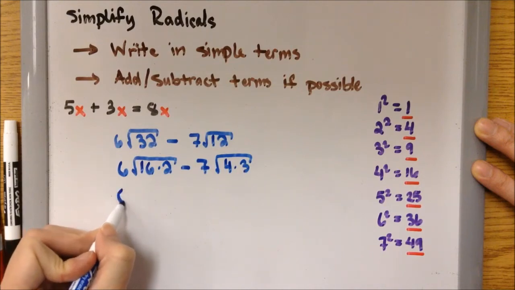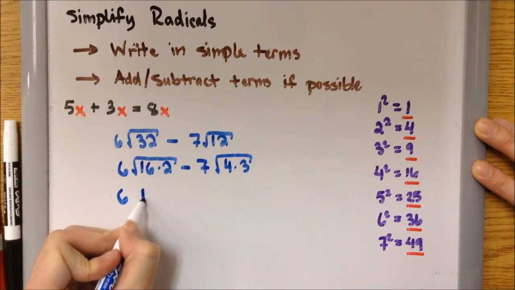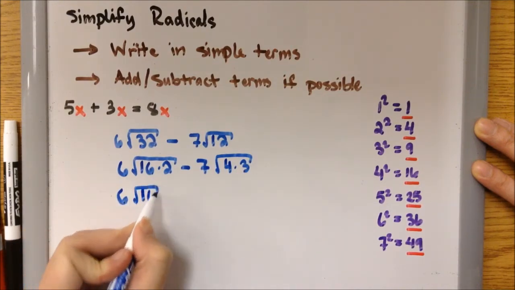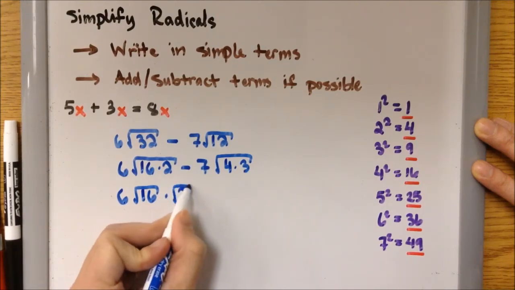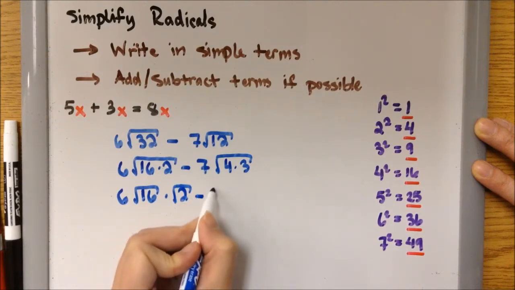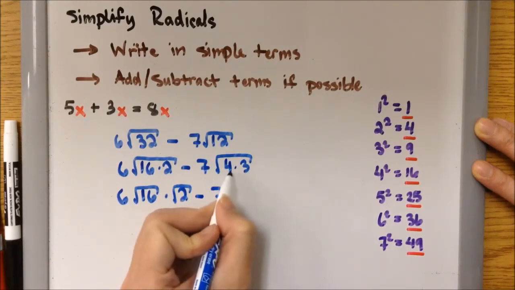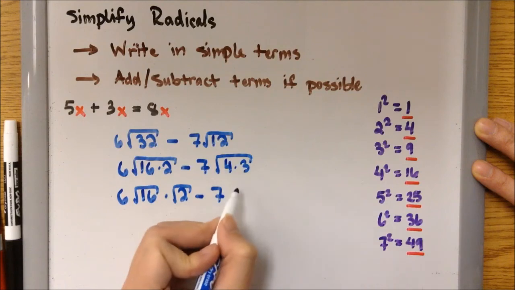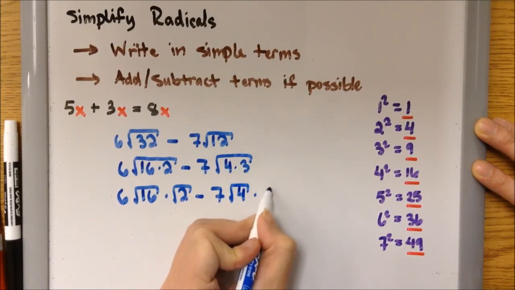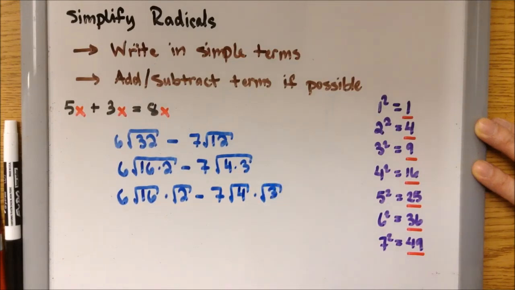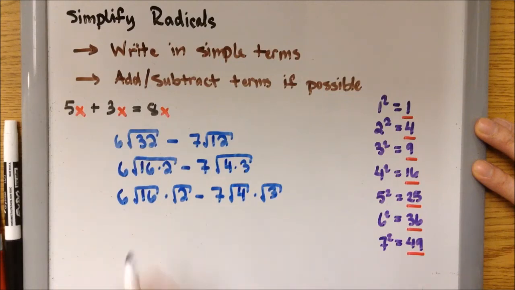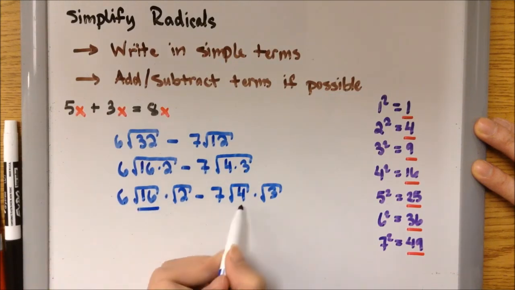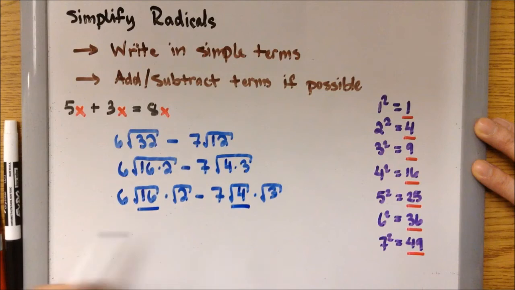So bring down the 6. Write square root of 16, then times the square root of 2. Bring down the minus. Bring down the 7, separating these into two separate square roots. So square root of 4 times square root of 3. So I separate it into two radicals, two square roots on each side. Then the one I underline is the one that we can apply the square root.